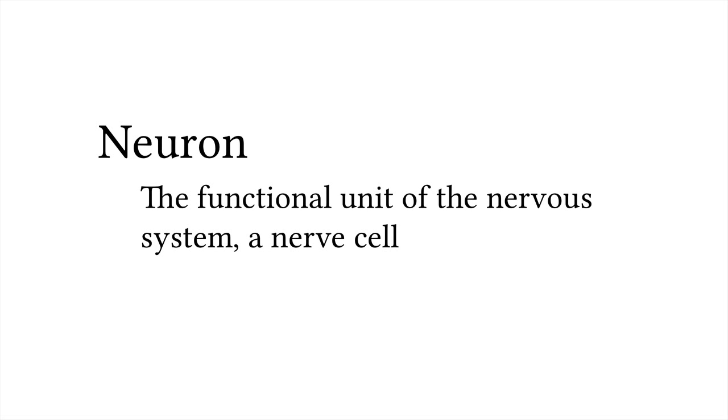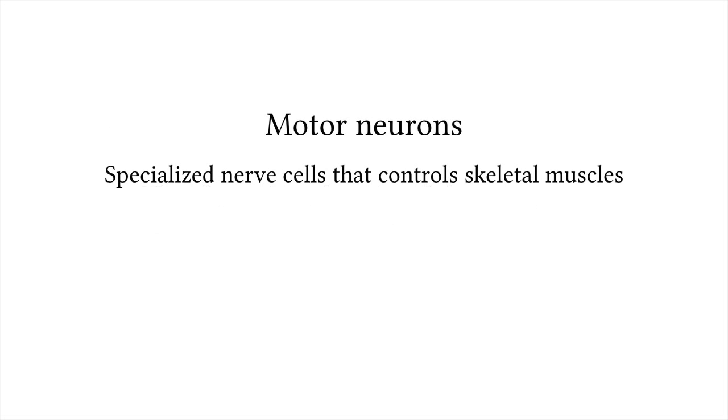Some of those neurons are motor neurons, which are specific nerve cells that rapidly carry signals, called action potentials, from the brain and spinal cord to the skeletal muscles. So a motor neuron is a specialized nerve cell whose specific job is to control skeletal muscles.